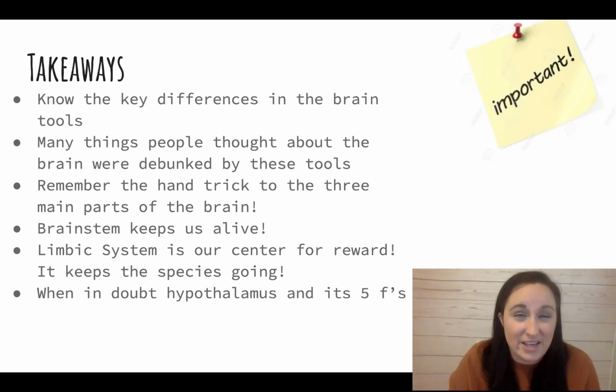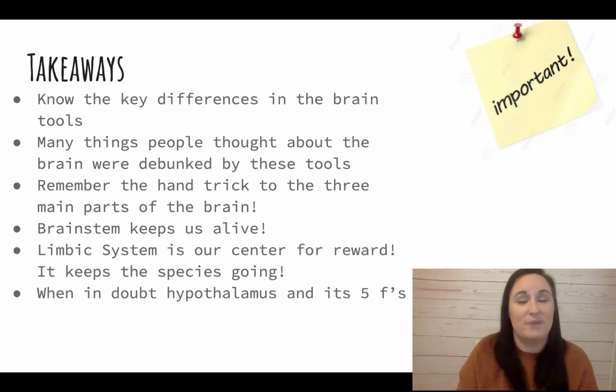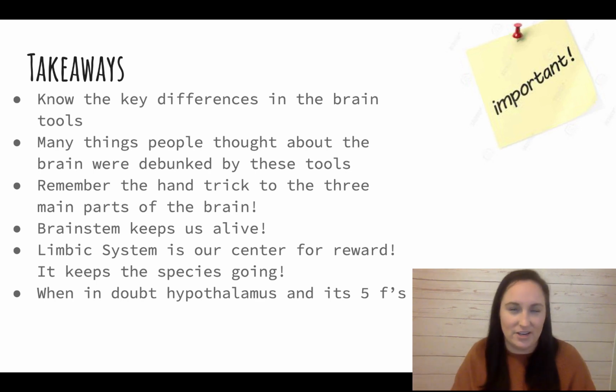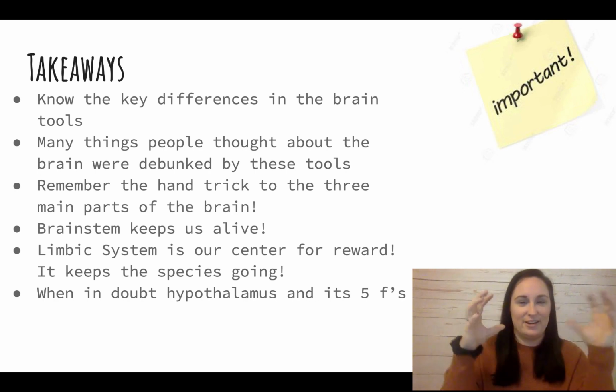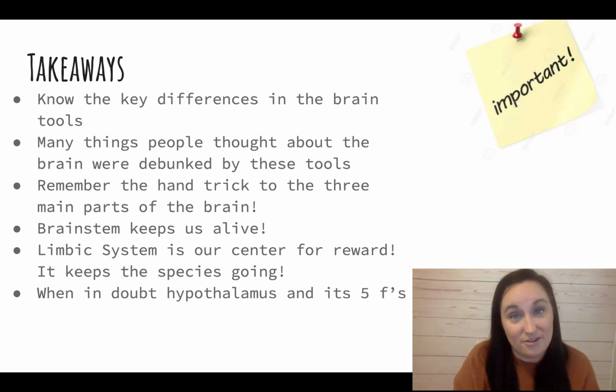All right, so what are our takeaways? You should know the key differences in the brain tools, especially what each would show me, right? An fMRI would show me soft tissue and it would show me activity, things like that. Many things people thought about the brain were actually debunked by those tools. Remember my hand trick that I know you're probably not doing, and I'm going to make you do it.